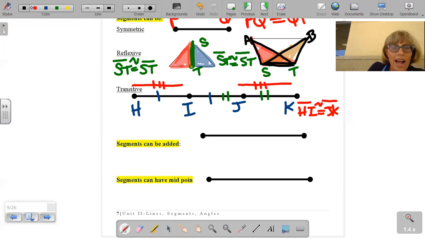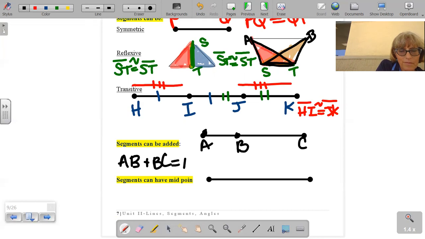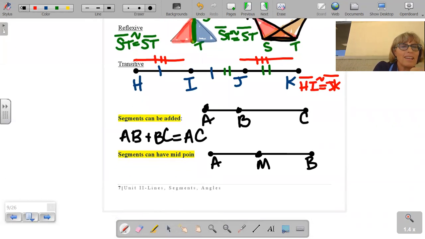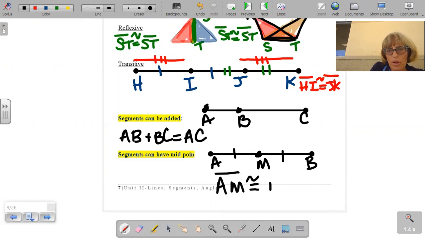Next thing, we did this in class yesterday. Little segments add up to big segments. That's called segment addition. Segments can have midpoints, which means this would be true: AM is congruent to MB. So these are all different properties with segments.